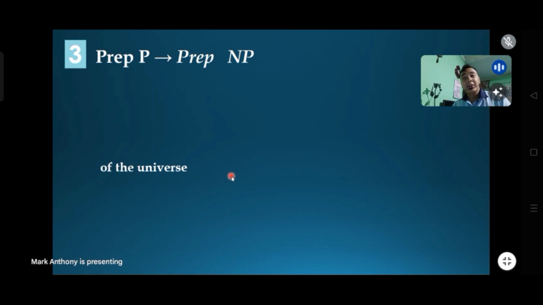And now let us proceed to the third phrase structure rule, which emphasizes the prepositional phrase. So for example, we have here the words of the universe. So as we can see here, a preposition is followed by a noun phrase. So for example, here is the prepositional phrase.